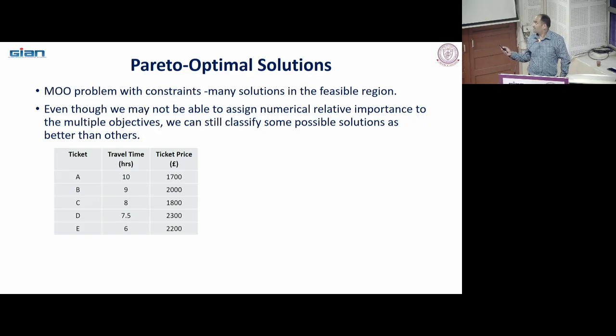Travel time in hours and the ticket price. Ticket A has a travel time of 10 hours and the price is 1700 pounds. What about B? Travel time is reduced from 10 to 9, ticket price 2000. So do you think that B is better than A? Yes, it is better than A.